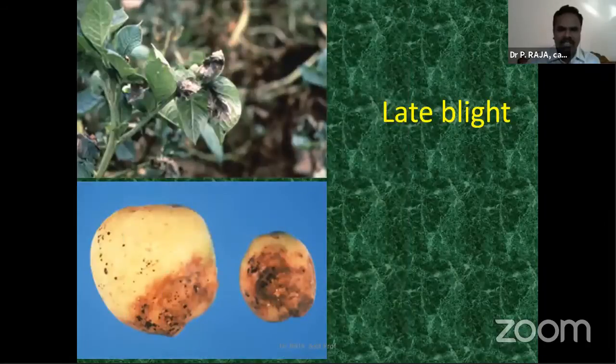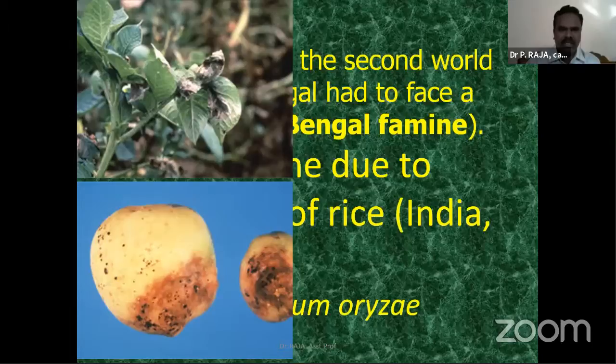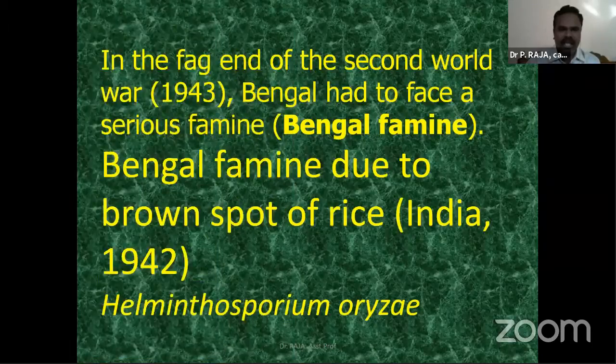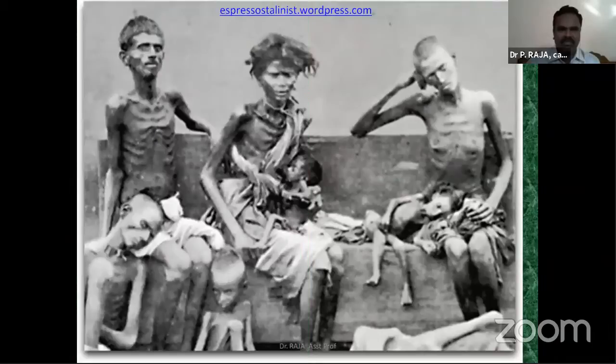And you can see this is a late blight symptom on the potato crop, and even the late blight infection on the tubers. In India, it happened in 1943, due to Helminthosporium oryzae, the brown spot of rice. This pathogen started attacking the rice crop, and the result was a total failure of the rice. Many people could not get paddy grain, and they starved and died in the Bengal region. These are some of the pictures.